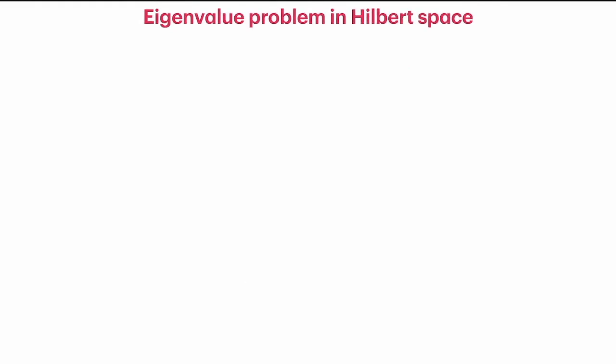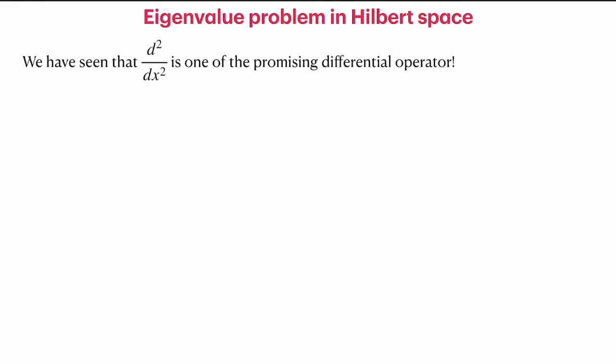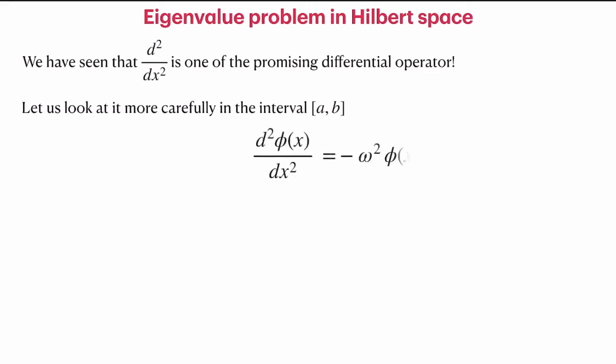Let's more carefully look at the eigenvalue problem in Hilbert space. So we have seen that d square by dx square is one of the promising differential operators to look at for the eigenvalue problem. Let us look at it more carefully. Let's take a closed interval a to b. So d square phi by dx square is equal to minus omega square phi. This is an eigenvalue problem which we need to solve for real omega.